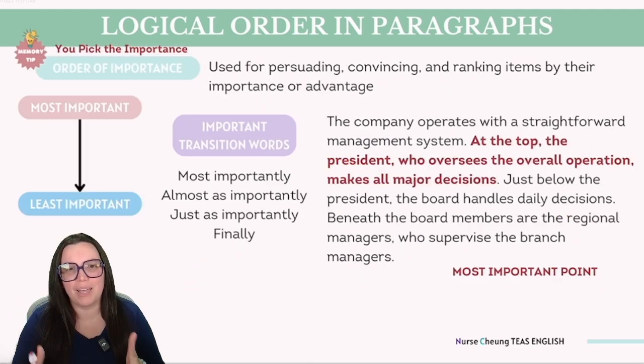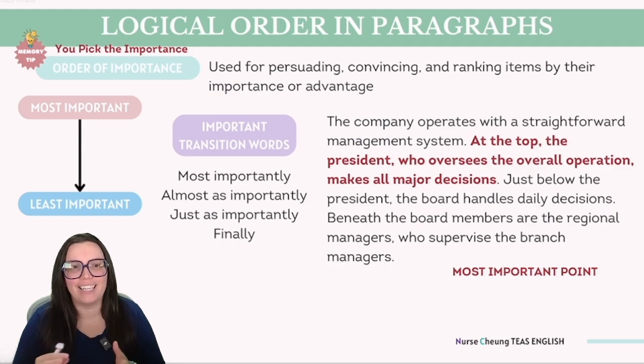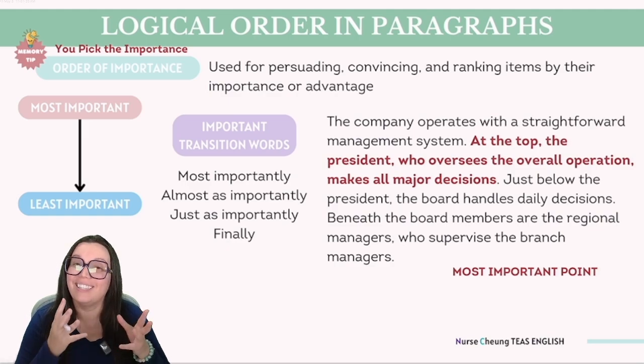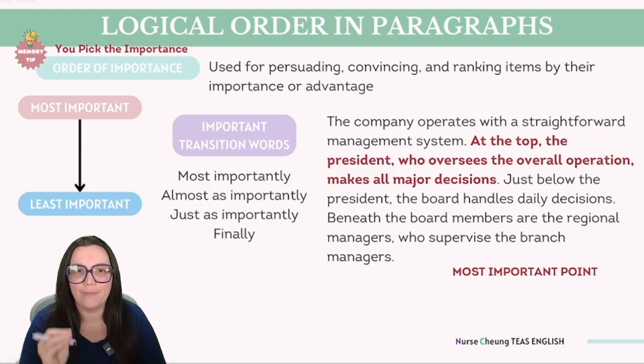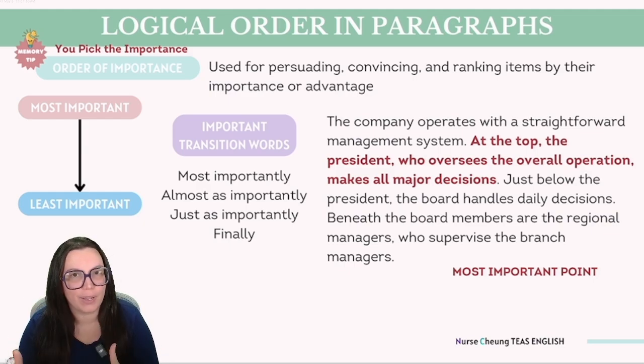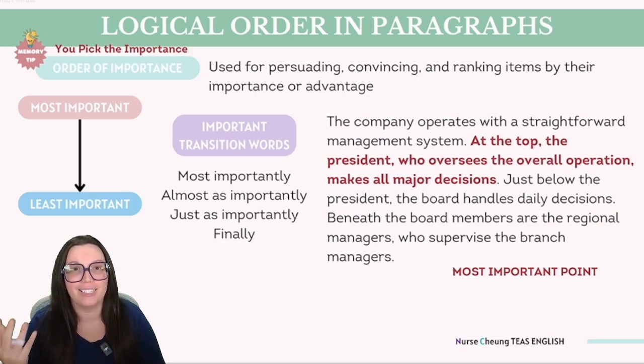Order of importance is a method commonly used for persuasion, convincing arguments, and ranking items by their significance or benefit, depending on the type of writing that you're going to see. You can choose to progress from the least important to the most important point, or begin with the most crucial point and work towards the less significant ones. For example, in persuasive essays, you're often going to lead with the most impactful statement, the most significant point, in order to grab the reader's attention right away and motivate them to continue reading.